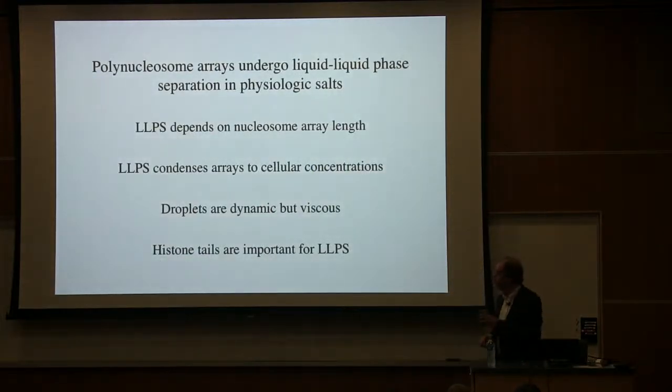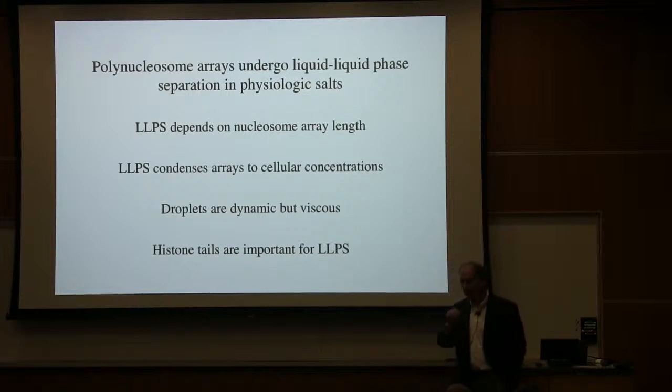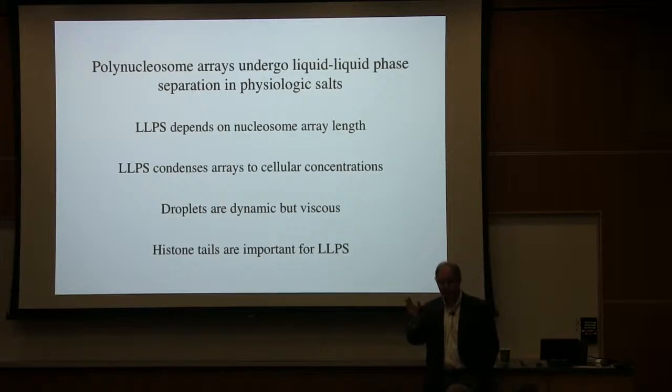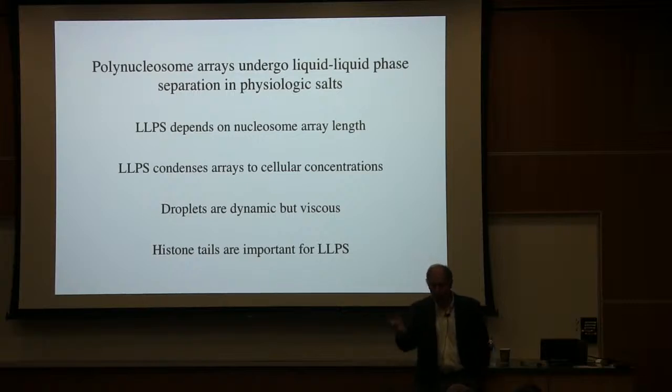So just to summarize this part of my talk, what I've shown you so far is that polynucleosome arrays will undergo liquid-liquid phase separation when moved into physiologic salt concentrations, on the order of 100 millimolar monovalent salts and 0 to a couple millimolar of divalent salts, calcium or magnesium. The phase separation depends on the length of the nucleosome arrays, and the phase separation condenses the chromatin to concentrations within a physiologic range.